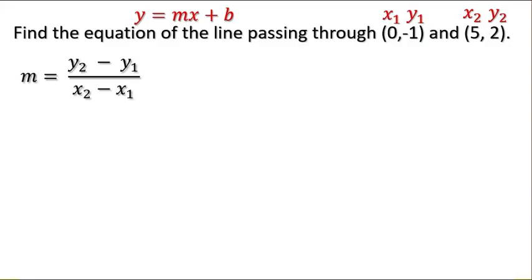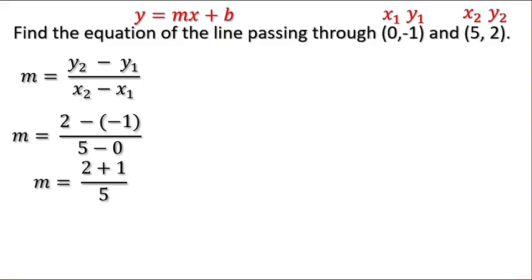Let's compute for the slope using this formula. Then we need to substitute. We have m equals 2 minus negative 1 all over 5 minus 0. 2 minus negative 1 is equal to 2 plus 1. So 5 minus 0 is equal to 5. So 2 plus 1 equals 3. So the slope here equals 3 over 5.